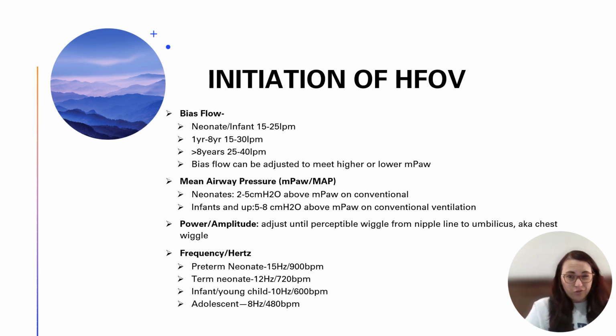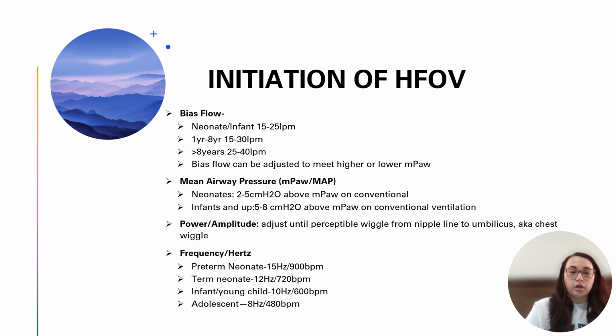A general starting point is usually 20 liters, and then you use the bias flow as well as your adjustment knobs for your mean airway pressure to get to the mean airway pressure that you want. So if you have higher mean airway pressure needs, you're going to need more flow. If you have lower mean airway pressure needs, you're going to need less flow.